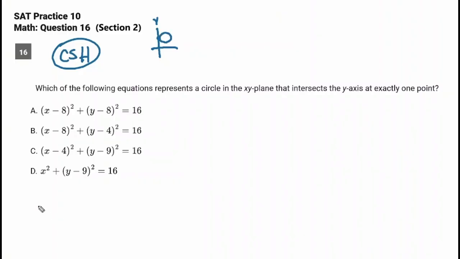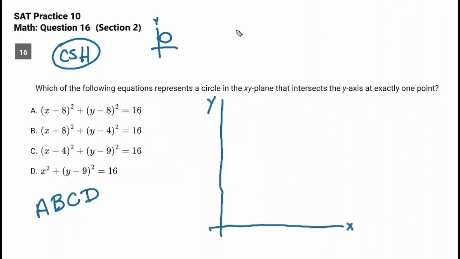We're going to want to cross off answers here, so we're going to write A, B, C, D, and we're going to want to draw a big old xy axis. We're also going to need the circle formula. It's not in the formulas box. You got to know it or put it in your calculator.